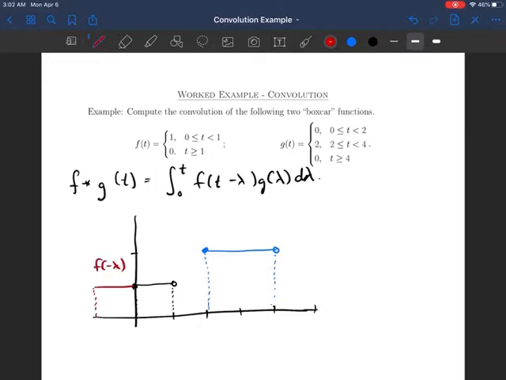So this here is f of minus lambda, and then we're going to be moving that, basically sliding it to the right, and then multiplying it by g and integrating it. So this little box is going to be sliding to the right, and then we're going to be counting the area under the product of the things. So as it slides, eventually it's going to reach here, and we're going to be multiplying these things and counting some area. And then it will be fully underneath.